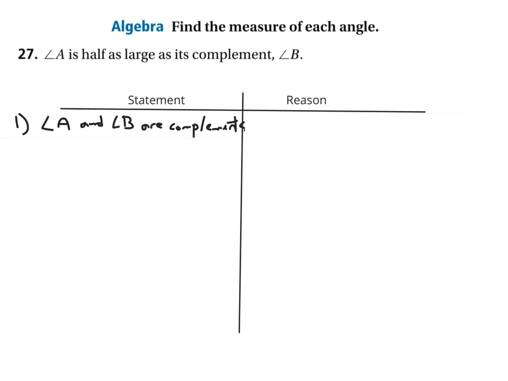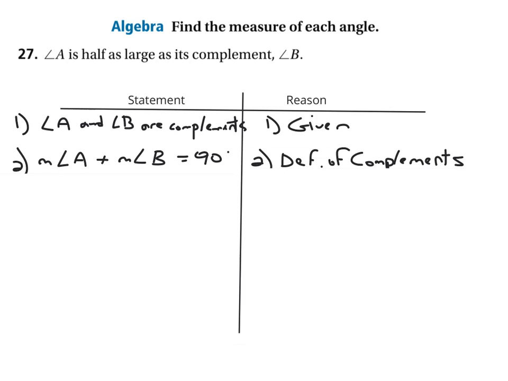I'm going to say that angle A and angle B are complements, and that was given, that they're complements. Now I'm going to say that the measure of angle A plus the measure of angle B equals 90 degrees because that is the definition of complements or complementary angles.